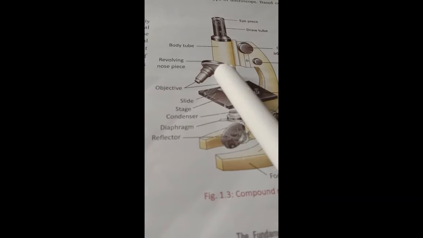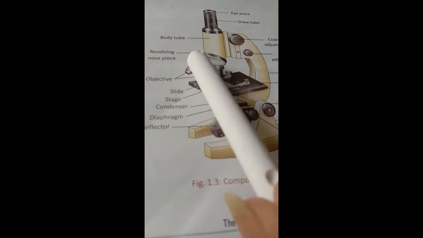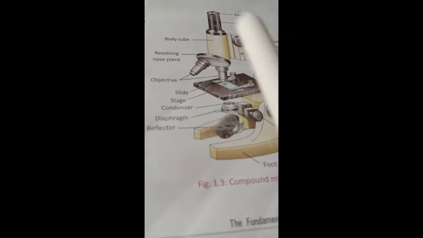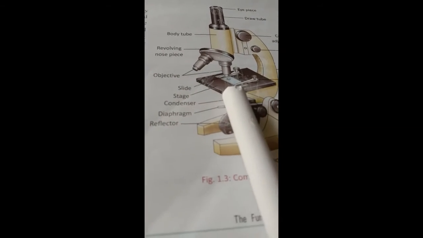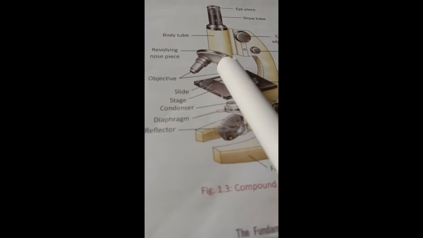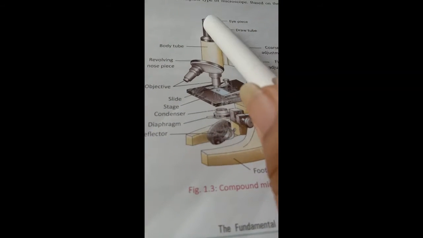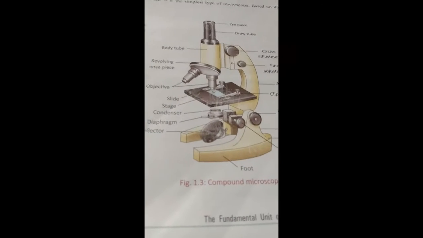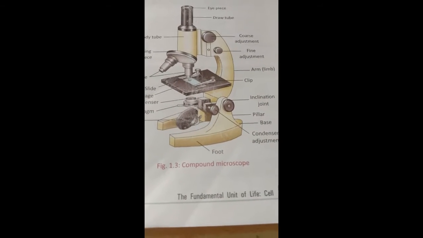Then this is the revolving nose piece. Sometimes we need to revolve this nose piece here and there like this, so that we can adjust it on the object. And this is the body tube in which a complete tube for traveling of light is fixed. So this is about the compound microscope.